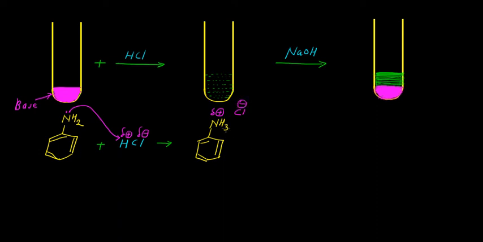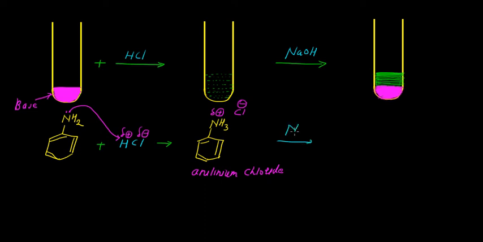Such a type of intermediate is generally known as anilinium chloride. So this is the clear solution, and when we add the NaOH into it, let's see the reaction.